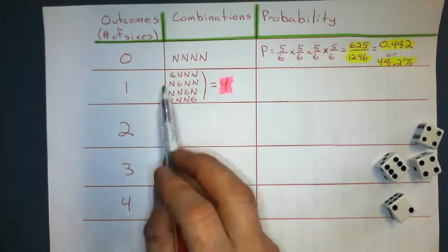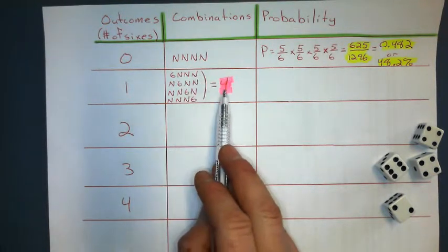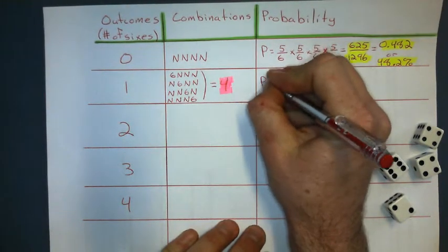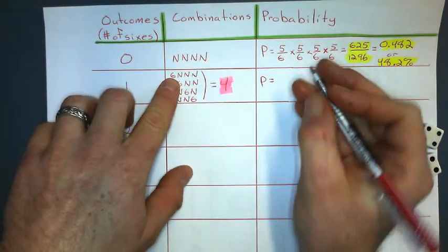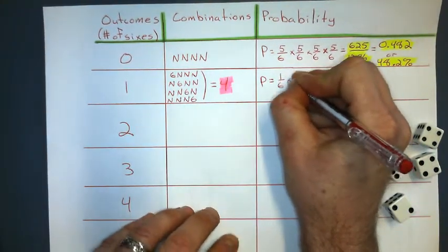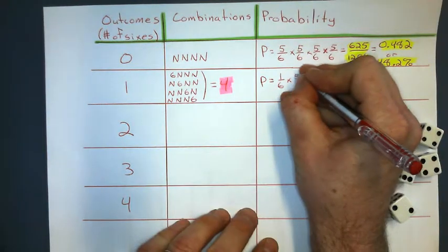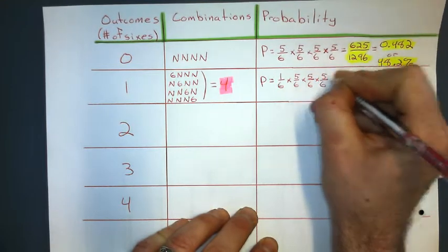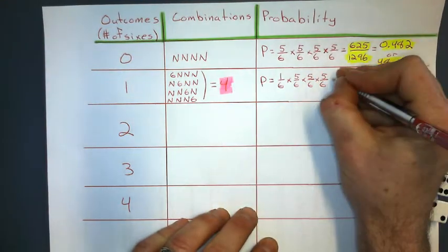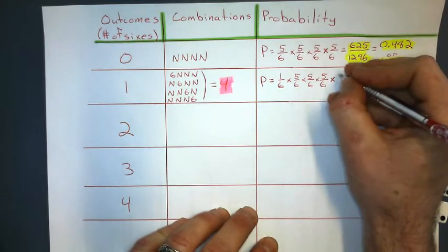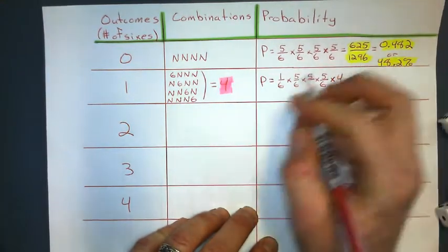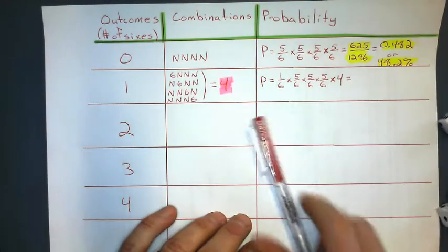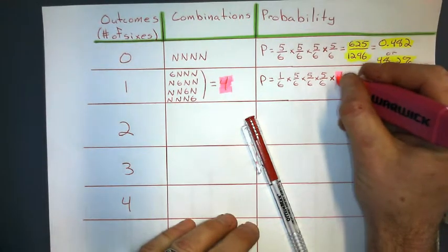So what I do is I take the probability of one of those, and there's 4 different ways of getting it, so I'm going to multiply that by 4. So I say, let's look at this one right here. Getting a 6 is 1 out of 6, and not getting the 6 3 times is 5 out of 6. And since there are 4 different ways of getting those, I multiply that probability by the number of combinations, which is 4. This one was 1, so I didn't need to multiply that by 1. Okay? I'm going to highlight these guys.